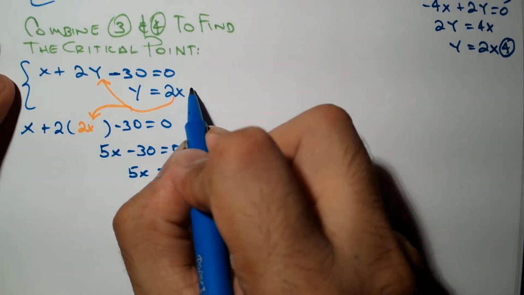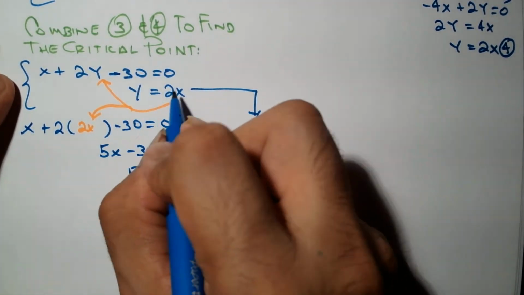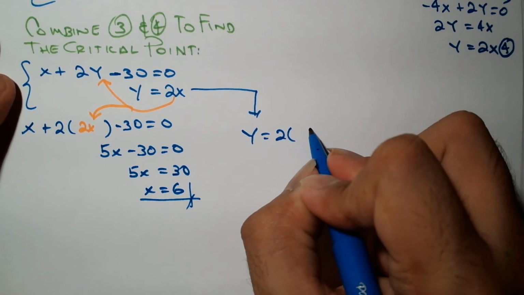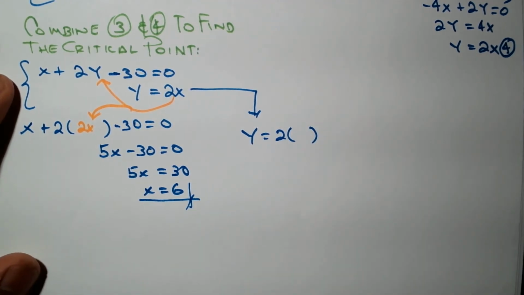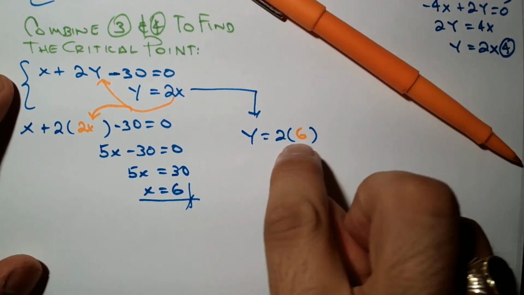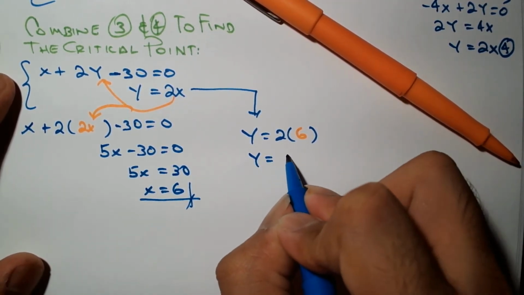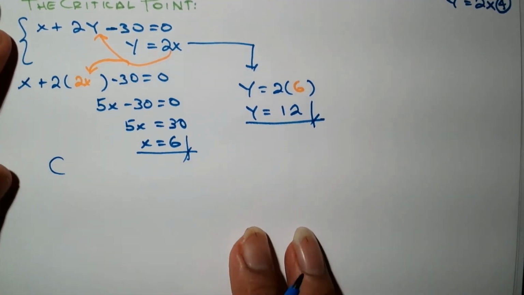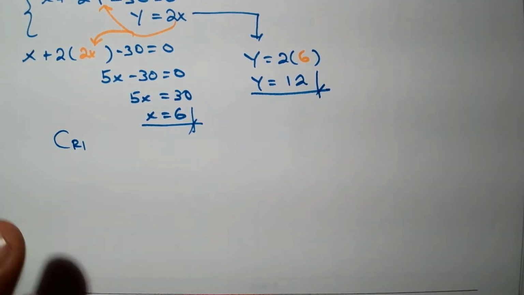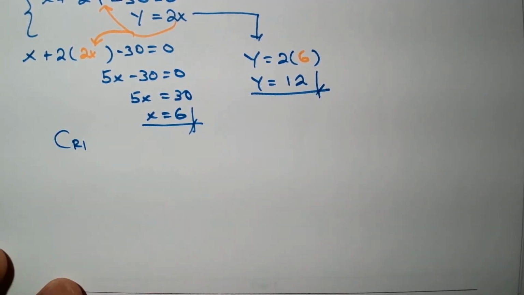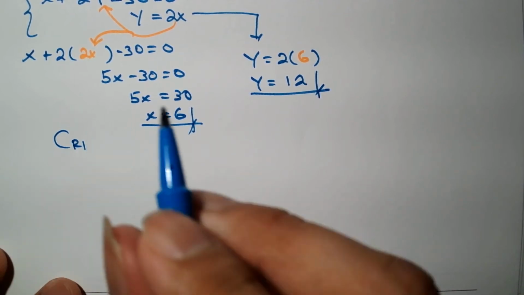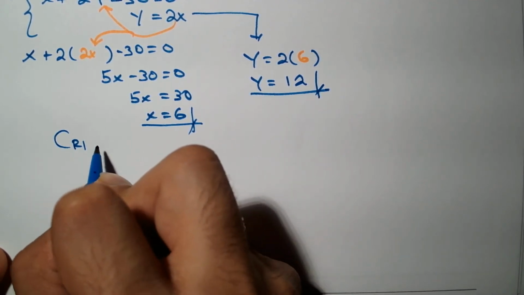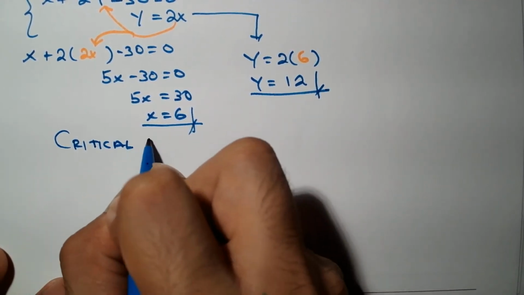So that's the x value of the critical point. Now we need to find the y value of the critical point using this equation. y equals 2 times x, which is 6. So 2 times 6 equals 12. So our critical point, notice in this case we don't look at critical values. Critical values, we got them for functions of single variable, one variable. In this case we're talking about functions of multiple variables, so critical point.